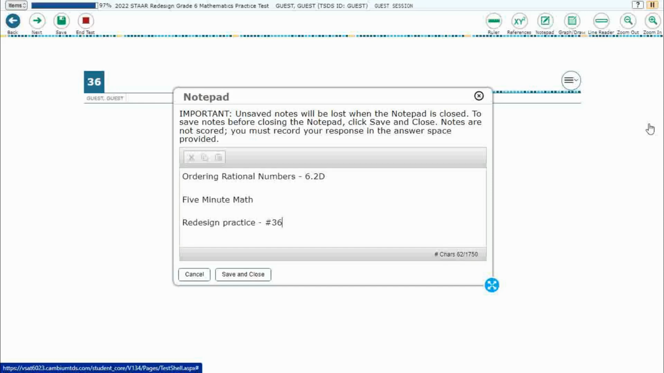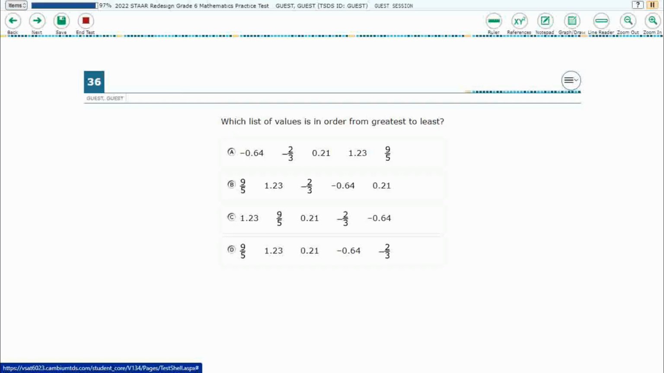Today we are looking at the 6th grade concept of ordering rational numbers. This is standard 6.2D in the great state of Texas, and we are using item number 36 of the Redesign Practice Online STAAR test. If you haven't done so already, please go ahead and take a moment to pause the video, work this problem out on your own, unpause it, and we will look at our answers together.